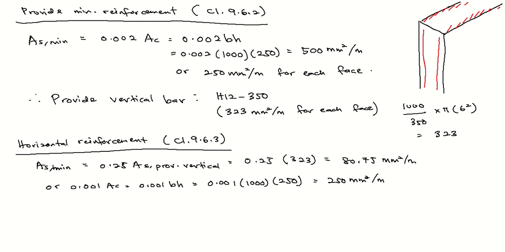And basically, we can also provide the same thing here, 323 mm square per meter. Or let's try if we increase the spacing to 400, times pi r squared. This is 283. And since this is the vertical bar, the vertical bar is this one here. This is the horizontal bar, sorry. So this is the horizontal bar.